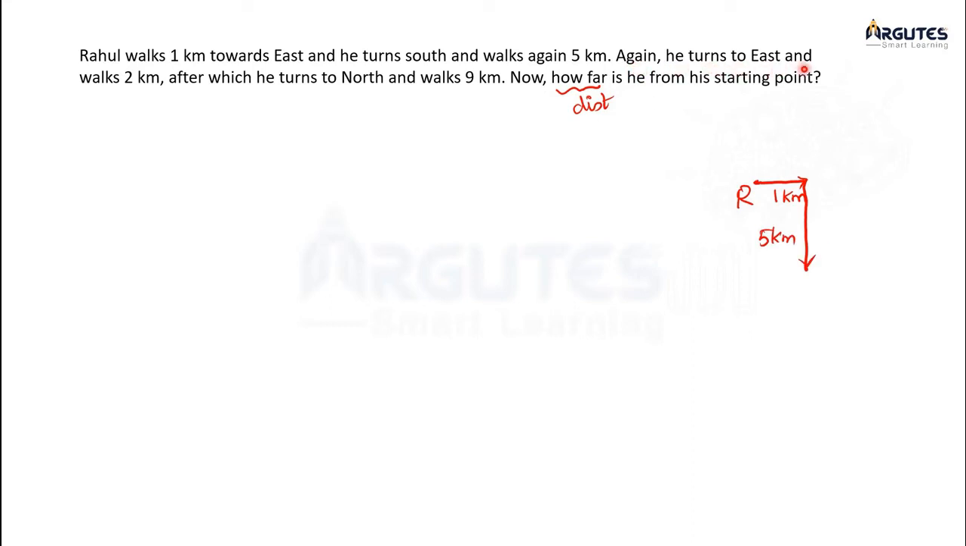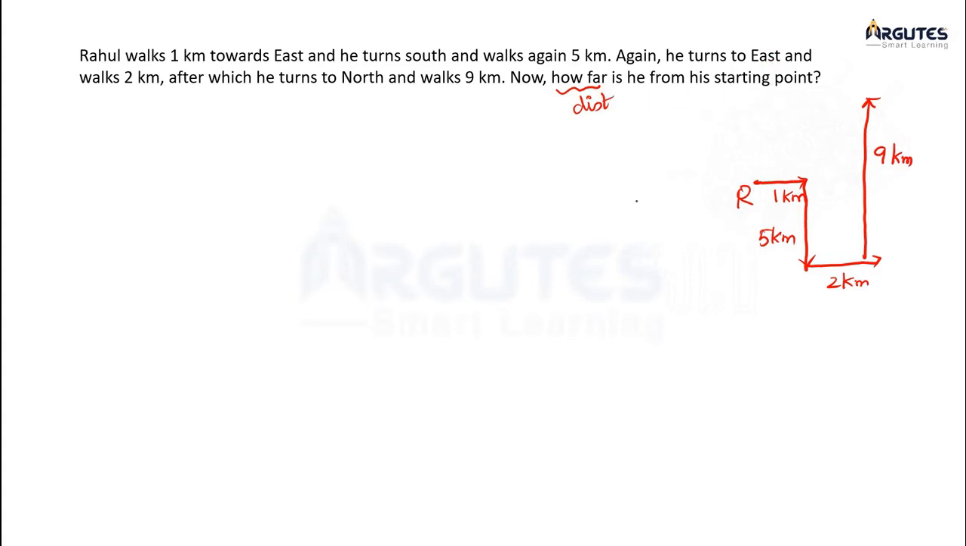He turns to east and walks 2 kilometers. Again, east is this direction. He walks 2 kilometers. After which he turns to north and walks 9 kilometers. So after which he turns to north and walks 9 kilometers. Now, how far is he from his starting point?